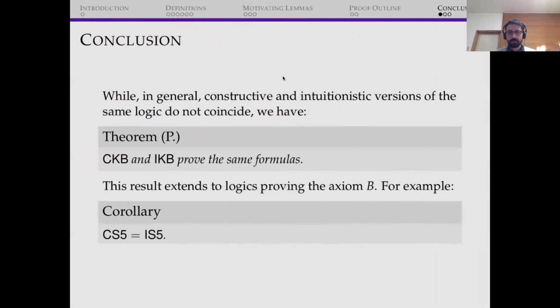So in general, constructive and intuitionistic versions of the same modal logic are not the same. But we get that CKB and IKB prove the same formulas. They're the same thing. The intuition is that they shouldn't be the same, but they are. And from this, you get B. So you can just extend this to any logics which prove the axiom B.